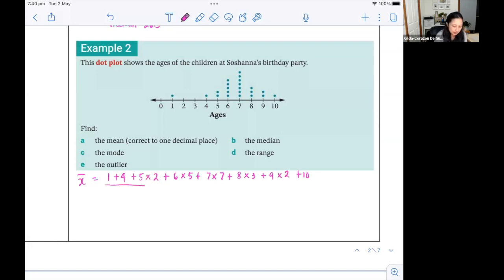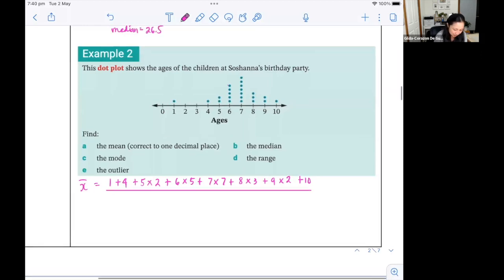And then we divide that by how many dots do we have there? From memory, I think there's 22, but let's just check. 1, 2, 3, 4, 5, 6, 7, 8, 9, 10, 10 plus 7, 17 plus 3, 20. 1, 2, 3, 4. 4 plus 5 is 9. 9 plus 7 is 16. 16 plus 3 is 19. 21, 22. Yes, it's 22.